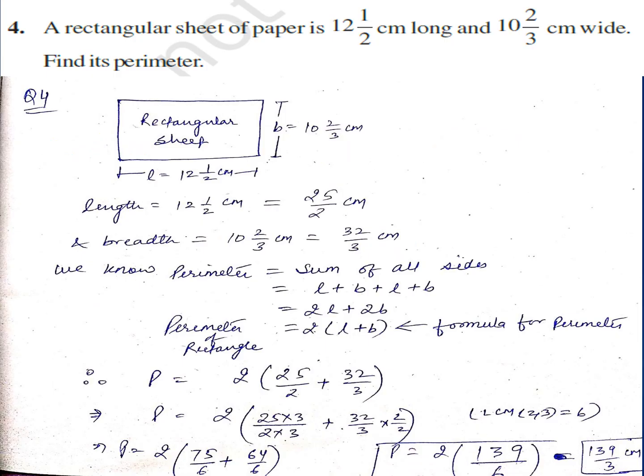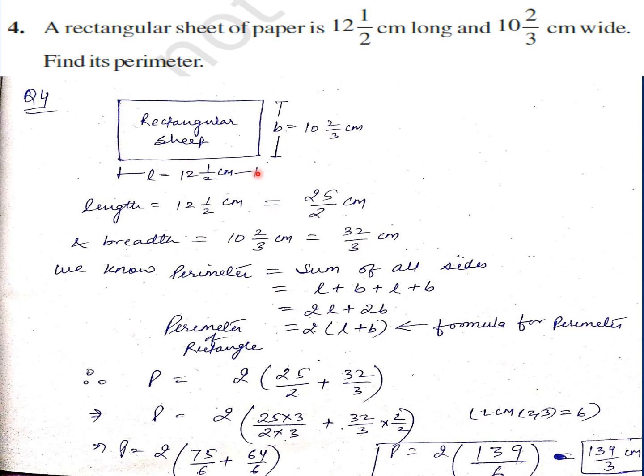Now, question 4 is, a rectangular sheet of paper is 12 1 by 2 centimeters long and 10 2 by 3 centimeters wide. We all know in a rectangle there are two quantities, length and breadth. The question is saying find its perimeter. I hope all of you have done rectangles in class 6th. Still, let me tell you what a perimeter is.